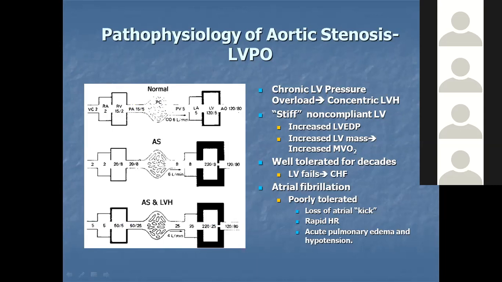It may be well tolerated for decades, but when the LV fails, when it gets tired of pushing, it causes congestive heart failure. But if atrial fibrillation develops, it is poorly tolerated because there is loss of atrial kick, and because of the rapid heart rate, the patient may go into pulmonary edema and hypertension.